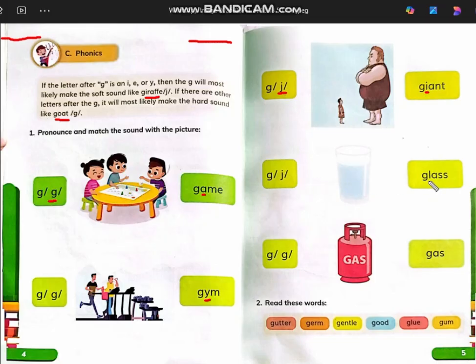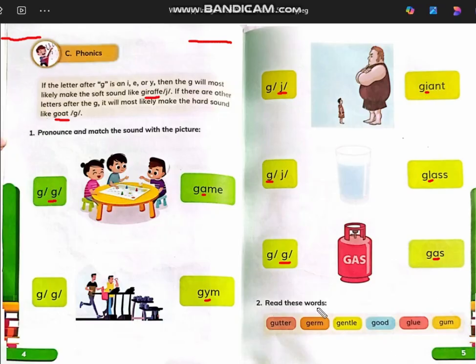Next, the letter after G is L. It is not one of I, E, or Y. So the G is going to produce the hard sound of G, and the word will be pronounced as glass. In the next word, the letter after G is A, and due to the presence of A over here, the G is going to make the hard sound, and the word will be pronounced as gas. Understand, students?